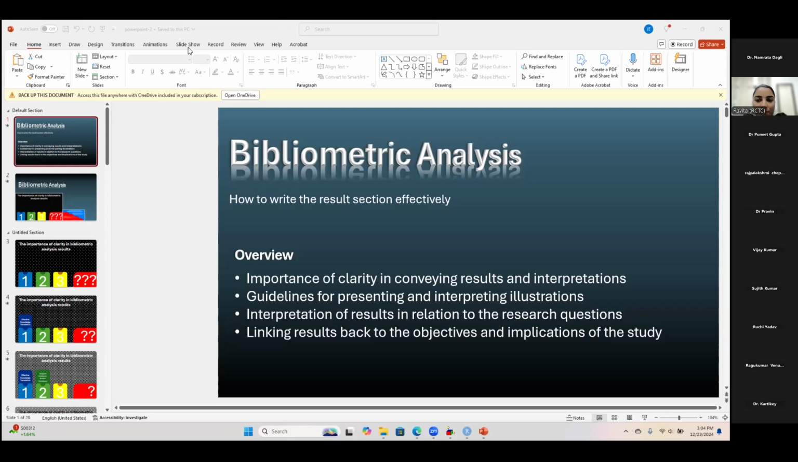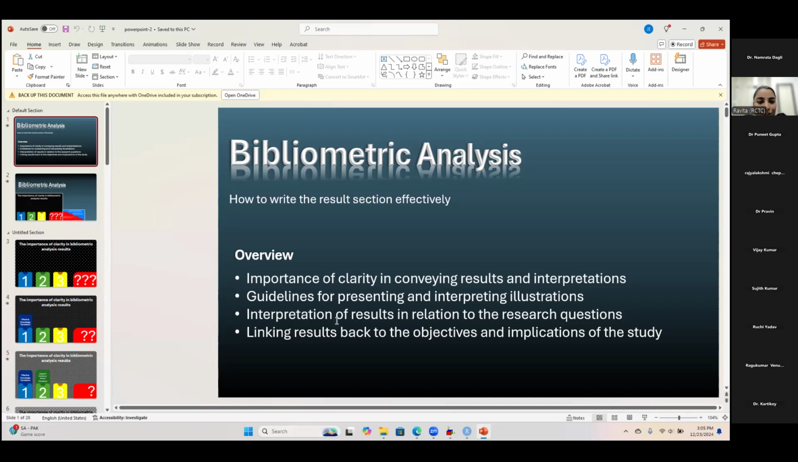Welcome to the eighth session of the Bibliometric Manuscript Writing Program. We are excited to have you join us today as we are moving towards the end of the program. So I'd like to take a moment to thank the organizers, our speaker, and all of you for your continued commitment to enhancing your skills through this series. So today's session centers on a vital component of any research manuscript, that is the result section. This is where the essence of your research is presented and interpreted, and clarity here can make a significant difference in how your work is perceived.